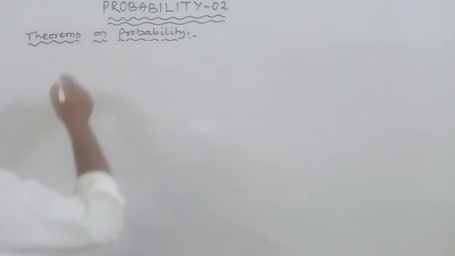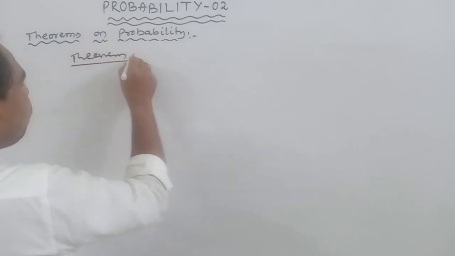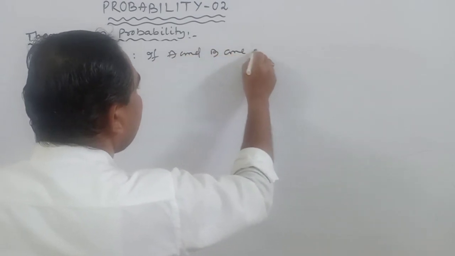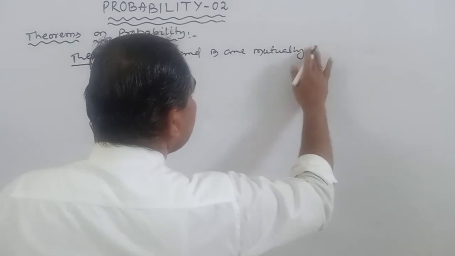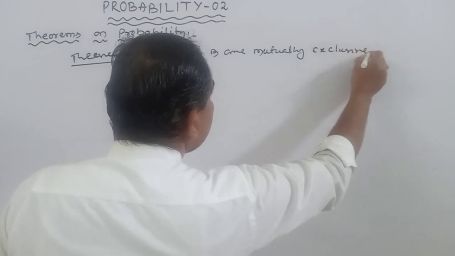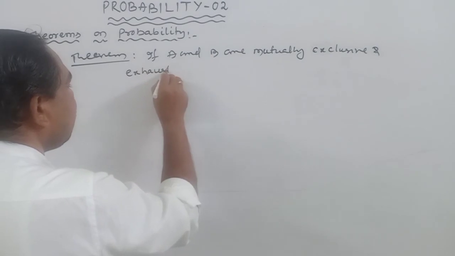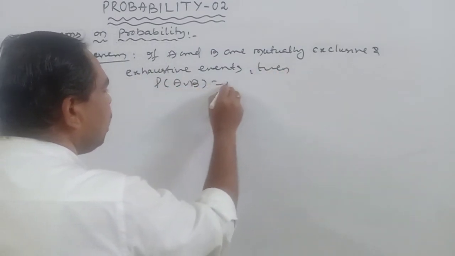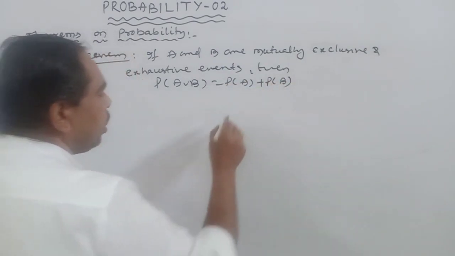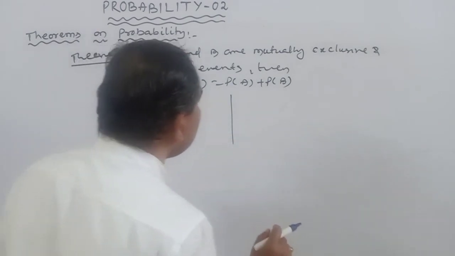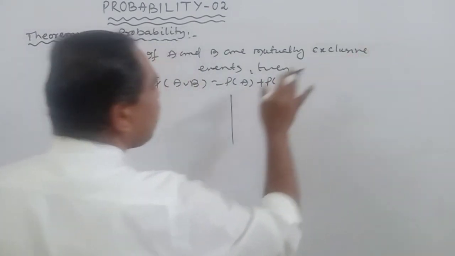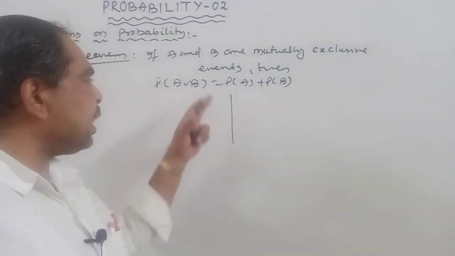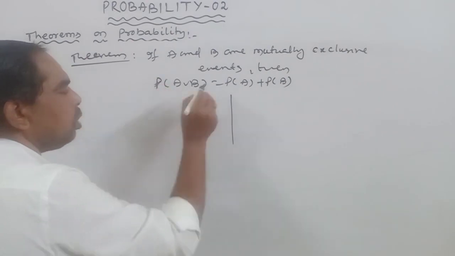Next theorem: if A and B are mutually exclusive events, meaning they have nothing in common, not exhaustive, only mutually exclusive events, then P of A union B is equal to P of A plus P of B.